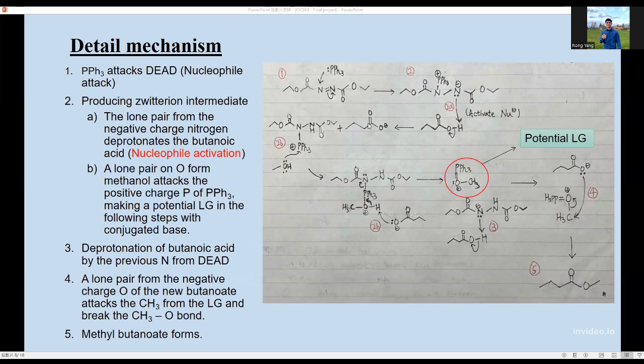A lone pair on the O atom from methanol attacks the positively charged P, making a potential leaving group for the following steps, with the conjugate base. And this is the potential leaving group. Third step, deprotonation of butanoic acid by the previous N. Fourth, a lone pair from the negatively charged O of the new butanoate attacks the CH3 and breaks the CH3-O bond. And methyl butanoate forms in the last step.